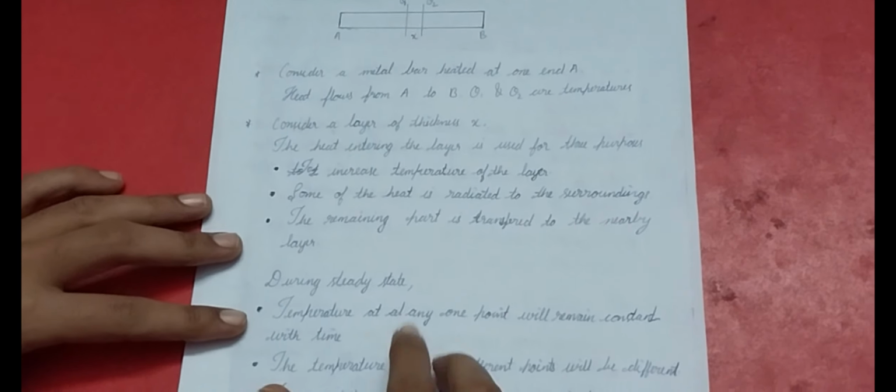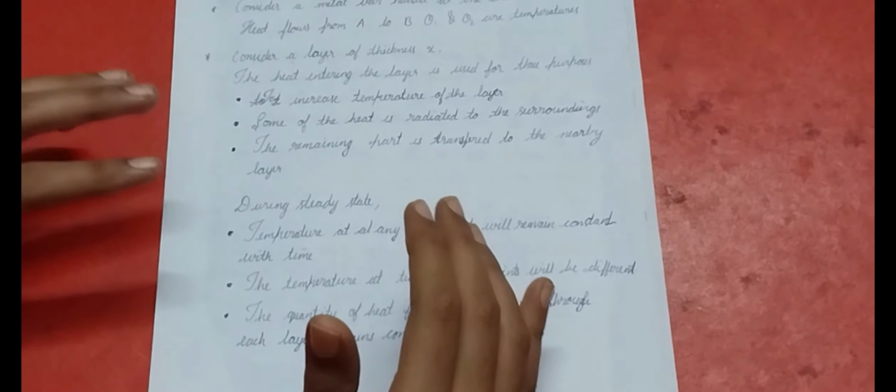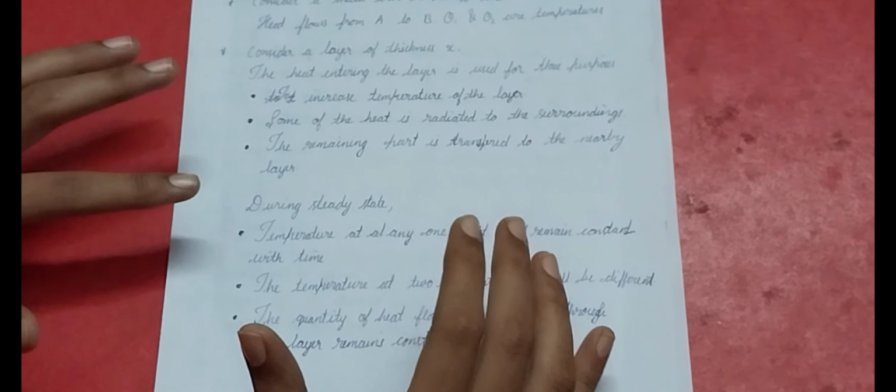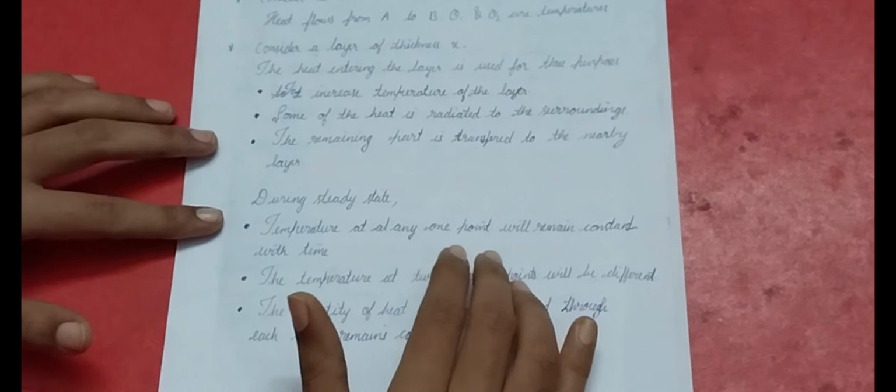After heating this metal bar for some time, it reaches a condition called steady state. During steady state, temperature at any one point will remain constant with time. For example, if we consider this part, its temperature is theta 1. Theta 1 remains constant with time. If we consider another part, its temperature is theta 2. That also remains constant with time. If we take another point here, the temperature of that point will remain constant with time.